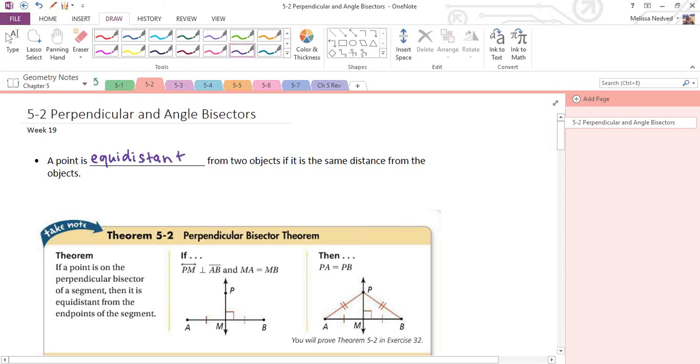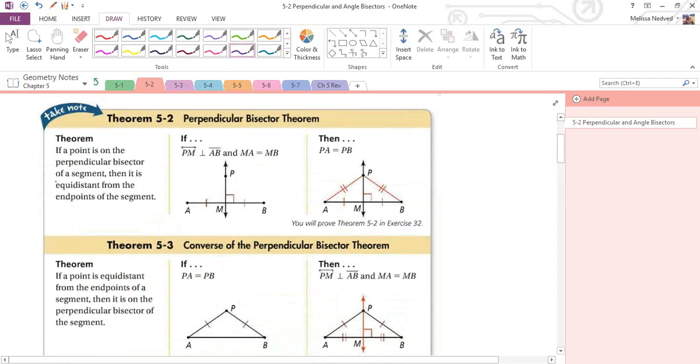We say a point is equidistant from two objects if it is the same distance from the objects. So it's one of those nice vocab words where the name itself kind of gives it away. It's a two-part name, equidistant: equa meaning equal or the same, distant, so the same distance. We'll talk about what it means for a point to be equidistant from two objects as we look at our next couple theorems. Our first theorem is 5-2.